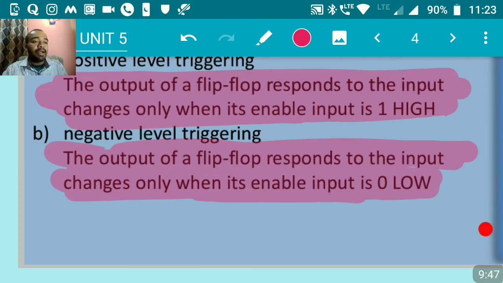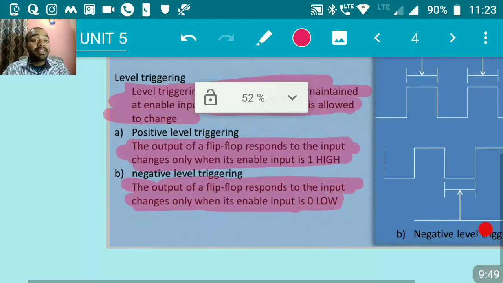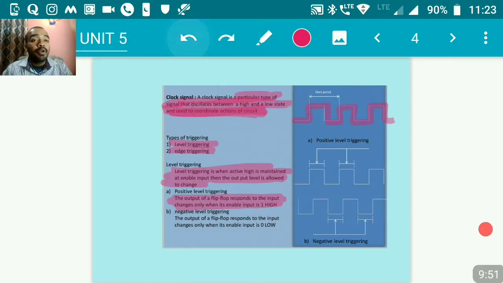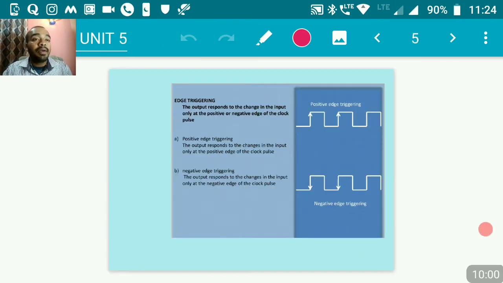Got the point? Right. Let me go to the next slide to make you understand some more concepts regarding this. So let me remove all this highlighted mark.